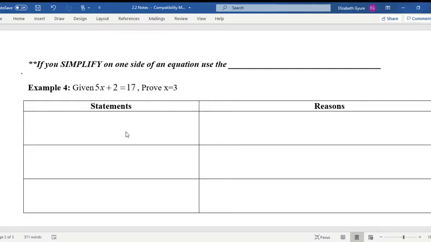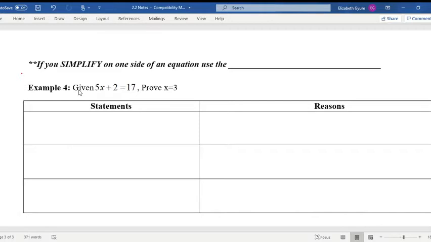The left-hand column are called statements. Those are going to be our mathematical statements. And then our right-hand side is our reasons. Reasons can be things like properties, definitions, theorems, and postulates. So we are going to practice this with solving algebra equations.